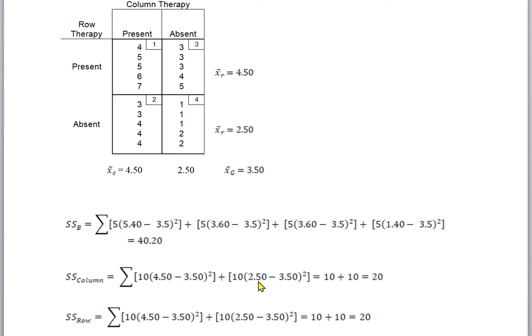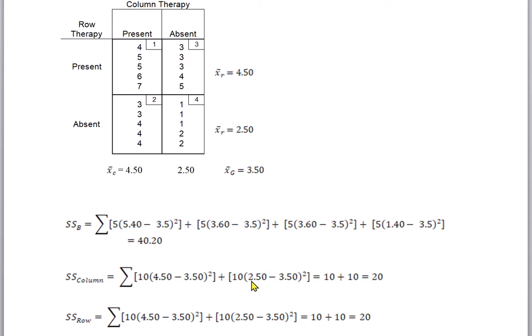And so let's see. 4.5 minus 3.5 is 1. When you square that, 1 squared is 1. 1 times 10 is 10. And that's where this comes from. Same thing over here. If you only have 2 of these, and if you have equal sample sizes, the number that you get on each side has to be equal. It's just the way that it works arithmetically. So that's sort of a handy little tool tip to know.